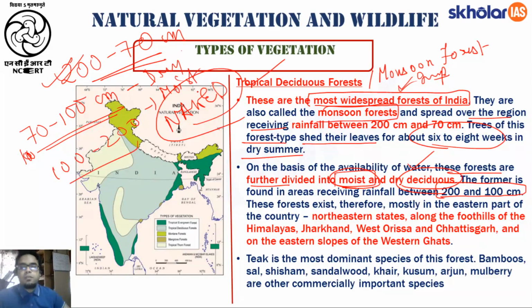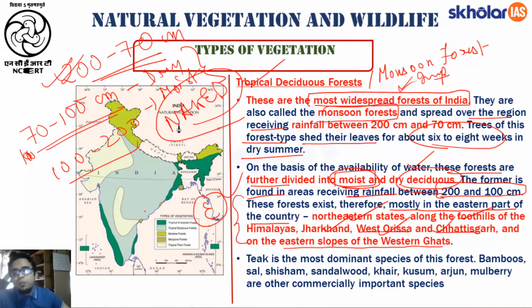Very important. So the former is found in areas receiving rainfall between 200 and 100, and this forest exists therefore mostly in the eastern parts of the country. For example, we will find this in northeast India, along the foothills of the Himalayas, in Jharkhand, in West Odisha, in Chhattisgarh, your western parts of Odisha and Chhattisgarh, and then we also find it along the eastern slopes of the Western Ghats. Again, these areas are important from exams perspective.